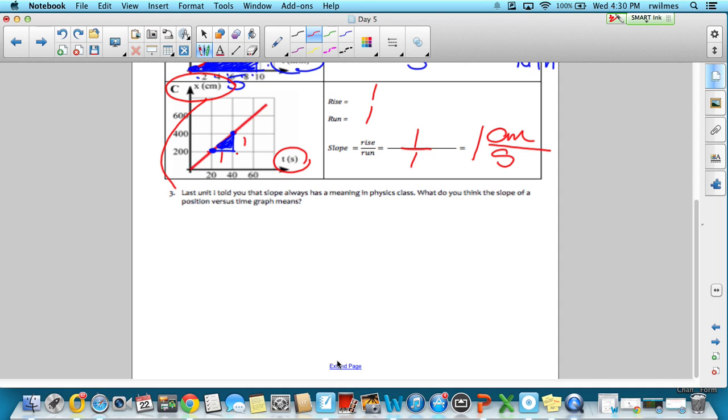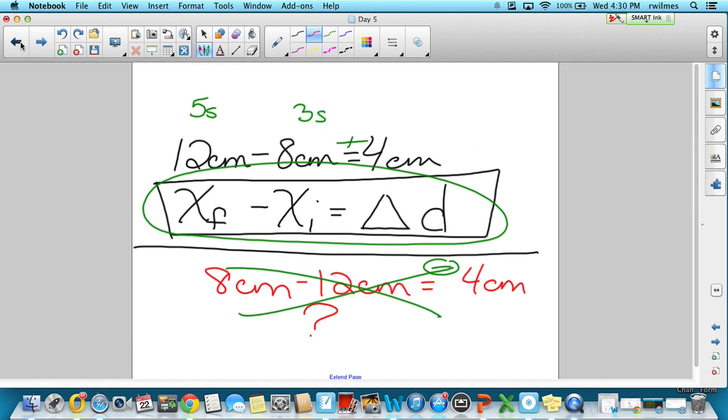What do you think the slope of a position versus time graph means? Now, if you remember from your bubble tube lab, we know the slope of a position versus time graph shows us speed. So hopefully you had speed there. All right, but there's one other thing that it shows us. And I want to come back to all these graphs here. Go back to our first page.